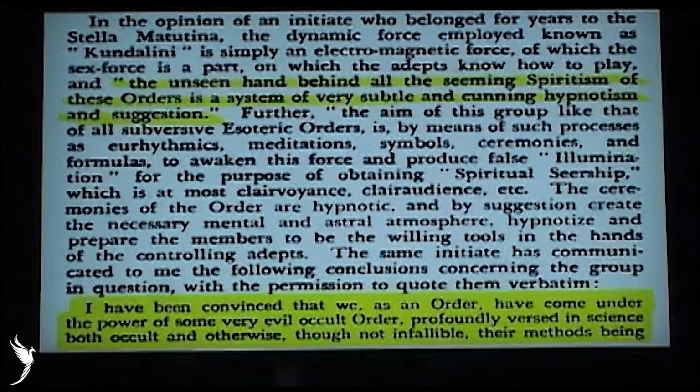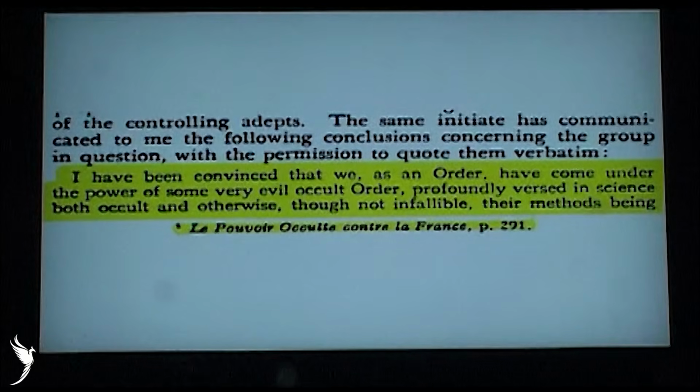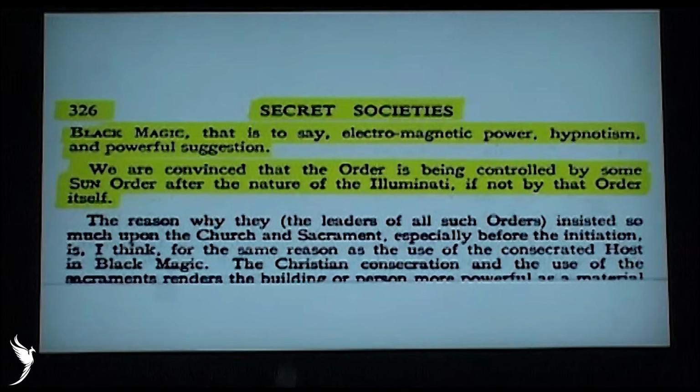She said, "I have been convinced that we as an order have come under the power of some very evil occult order, profoundly versed in science, both occult and otherwise. Though not infallible, their methods being black magic, that is to say, electromagnetic power, hypnotism, and powerful suggestion." And here is the point. We are convinced that the order is being controlled by some sun order, after the nature of the Illuminati, if not by that order itself.